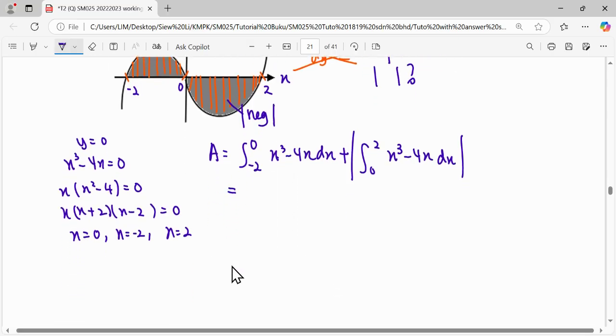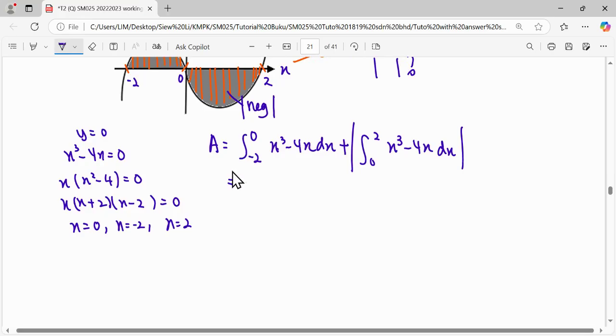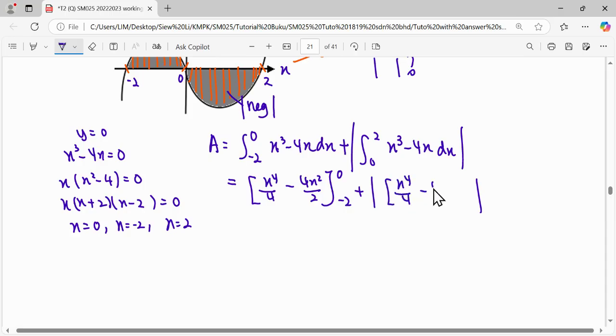After we formulate our area, we are going to integrate: power plus 1 over the new power. Upper limit 0, lower limit negative 2, modulus maintained. Then we substitute upper limit 0 minus lower limit negative 2. So write out the steps.